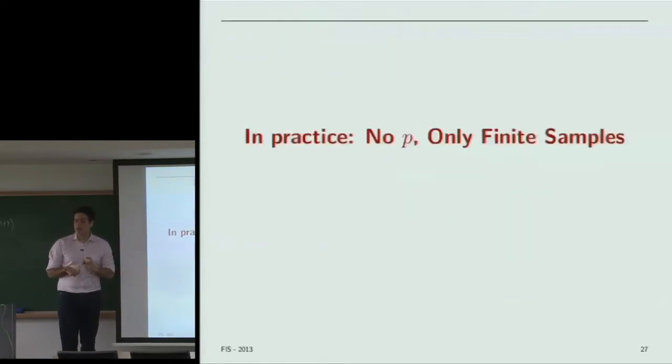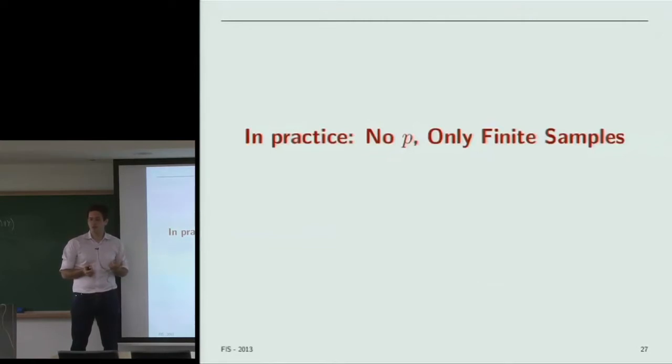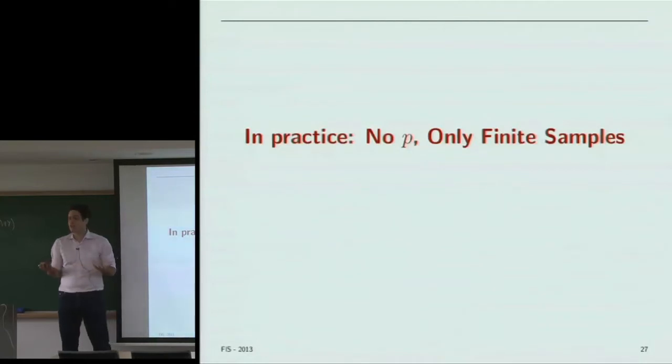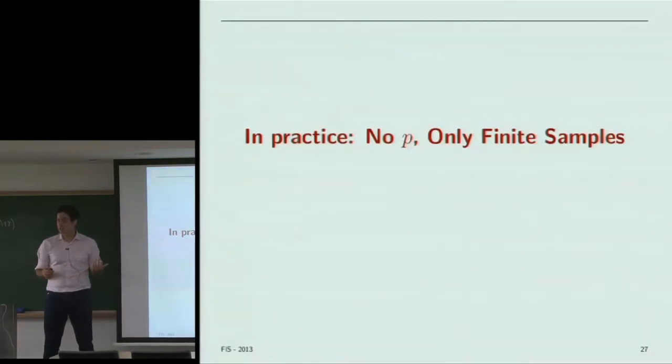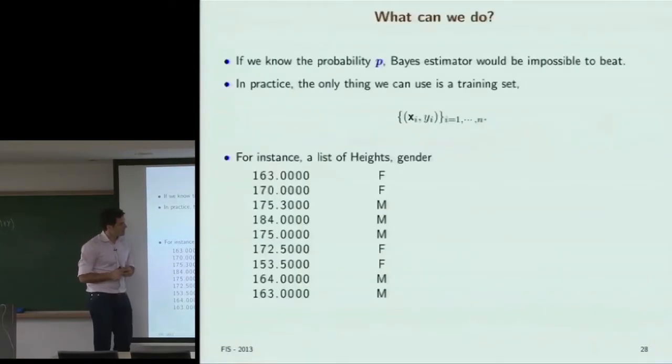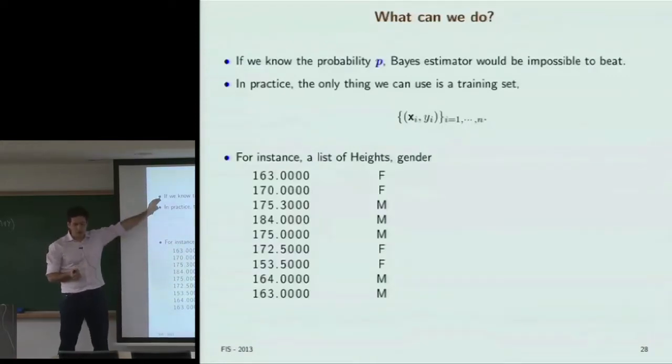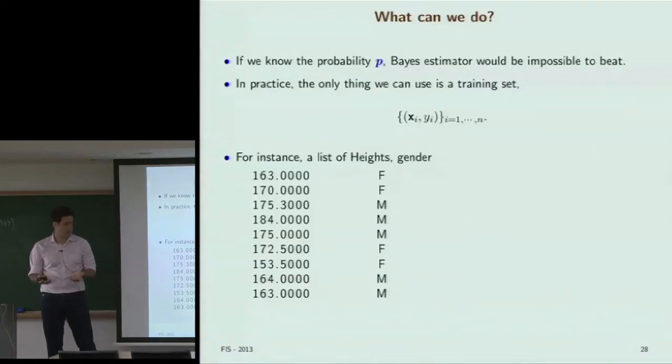So what happens in practice? In practice, none of this happens. We never have the probability. We never have the real probability p. So everything that I've been discussing so far is basically fiction. What happens in practice is that you only have access to finite samples. If we knew p, then we cannot beat the Bayes estimator, but we never know p. In practice, the only thing that we have is a training set. It's just observations. We can have a very large number of observations, but that's the only thing that we have access to.